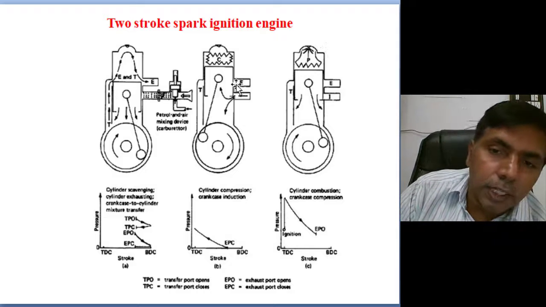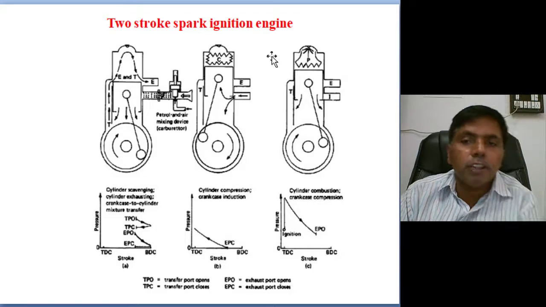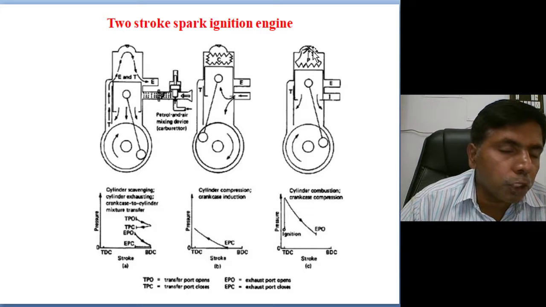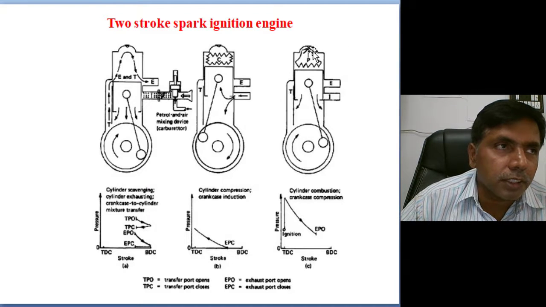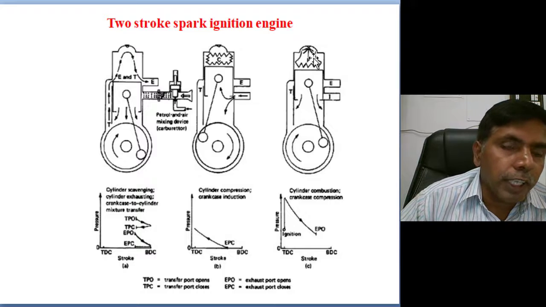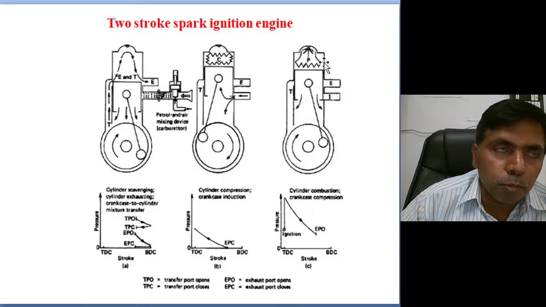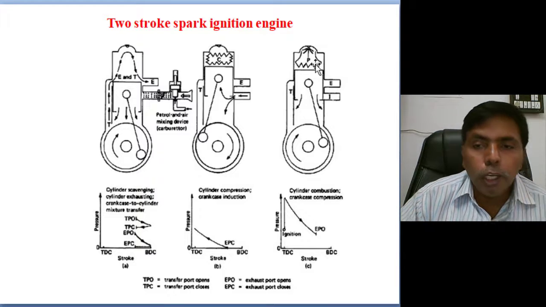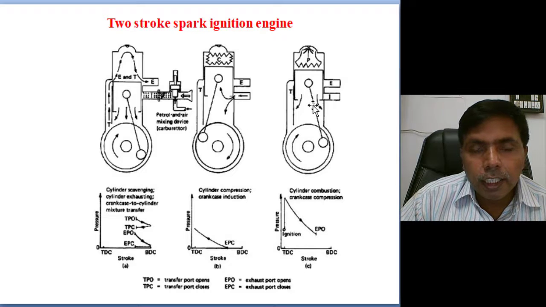Next, combustion and expansion. With further movement, the piston will reach the TDC. At the end of the TDC, the spark plug will give the spark. Again combustion will take place. Then the fuel will expand, and the piston will move from TDC to BDC. Then the air fuel expansion will take place.